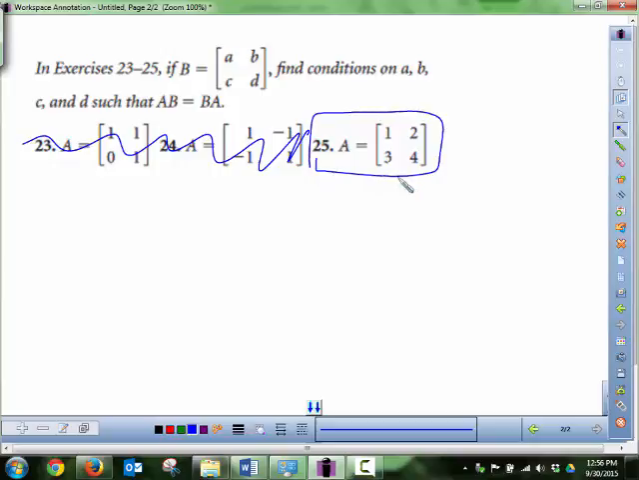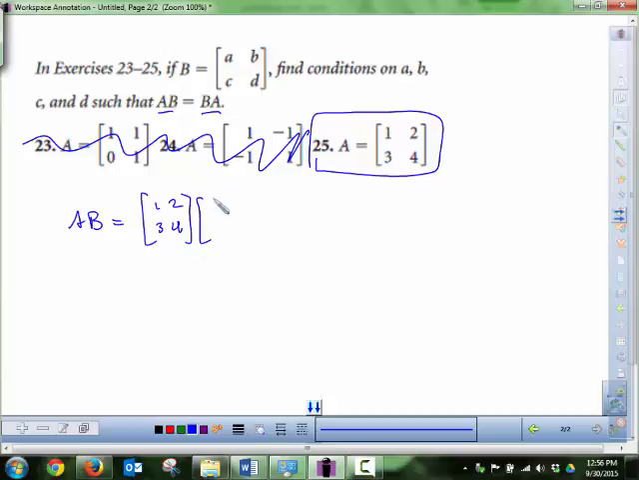So the question is, we want the product to be commutative, and so what special numbers A, B, C, D can we put into this matrix so that they're actually commutative? What we want to do is essentially try to work out both sides, and then we'll see if we can find conditions for these values A, B, C, and D so that it would work out. So let's do AB first, and this is our A matrix 1, 2, 3, 4, and your B matrix is A, B, C, D.